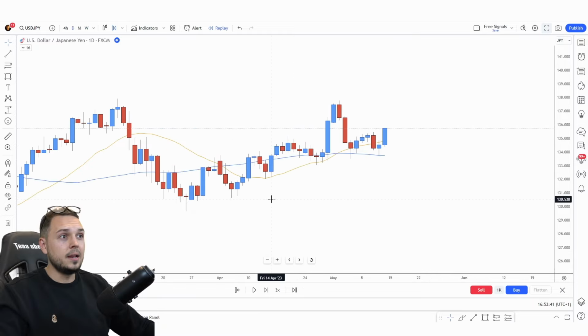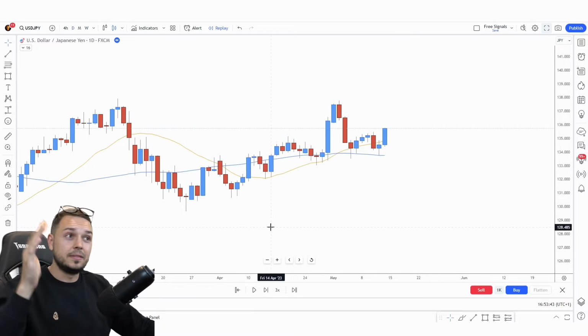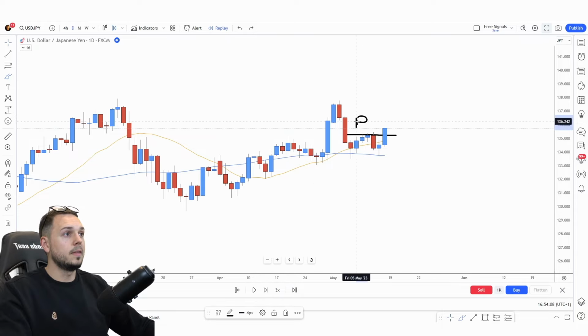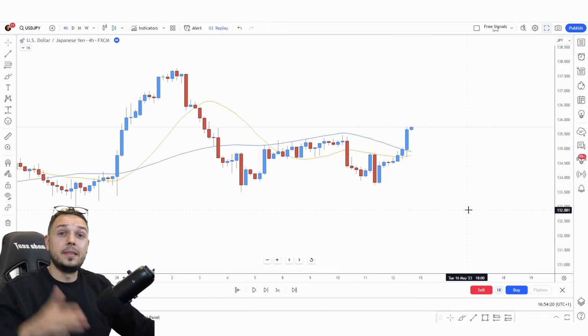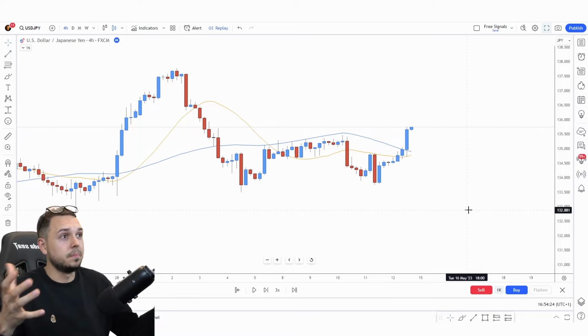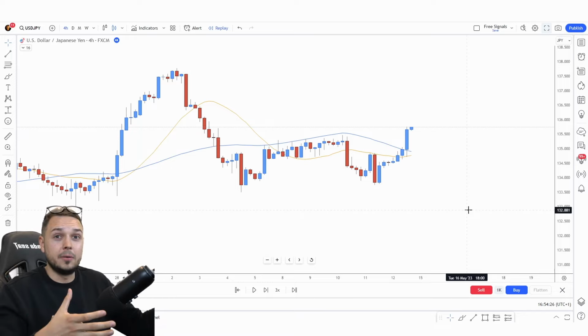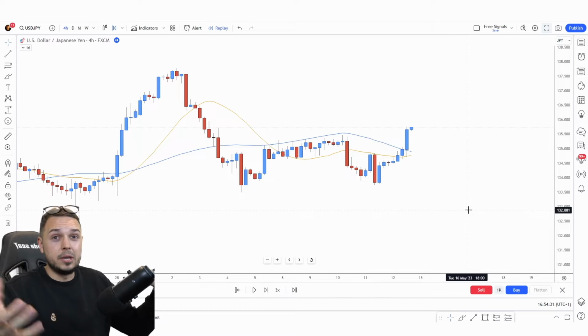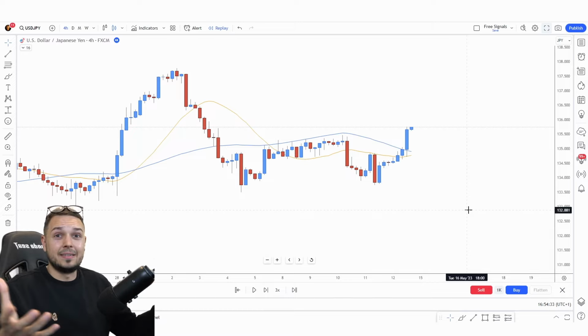Heading over to the daily time frame, we can see that the market is still trending towards the upside. Previous area of resistance just over here has been broken with this nice strong bullish candlestick. And then the 4-hour time frame is your entry time frame, which is the most exciting bit, right? This is where we want to enter our trade and leave it for a week or two, however many days it takes. If you're working 9 to 5, it's amazing.